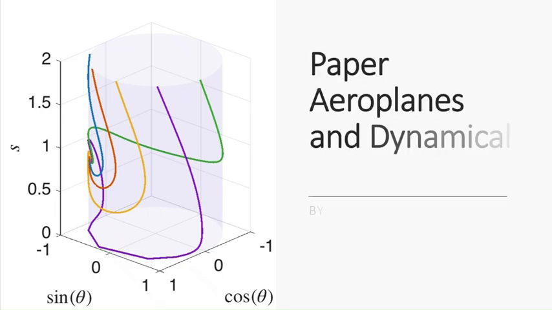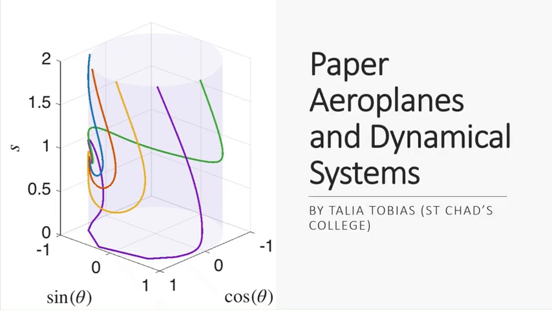Hello, I'm Talia Tobias. If you look at the standard mathematical model for a paper glider, it tells you something strange. It suggests that if you fly slow enough, you can hover in the air forever. But anyone who has thrown a real paper plane knows that isn't true.